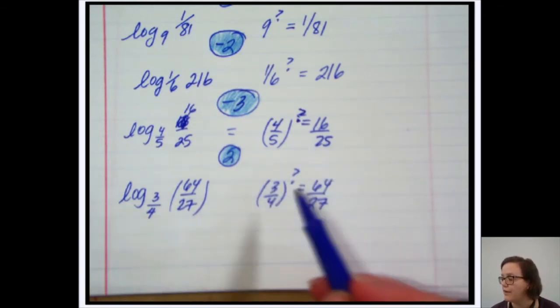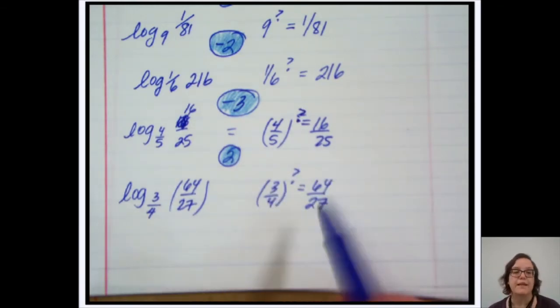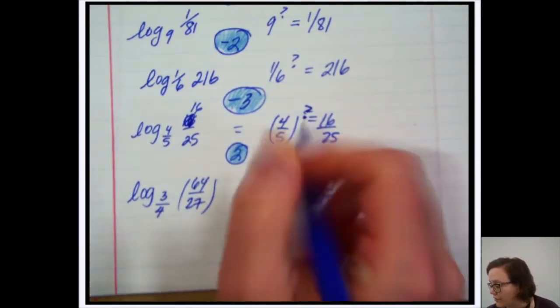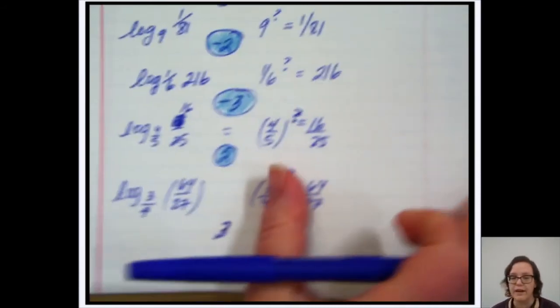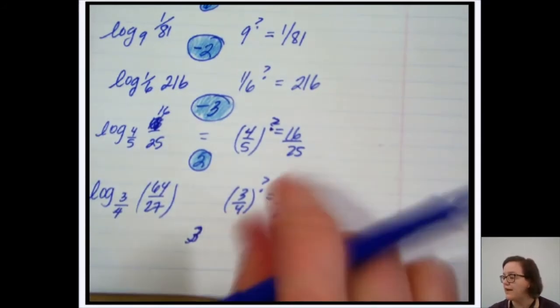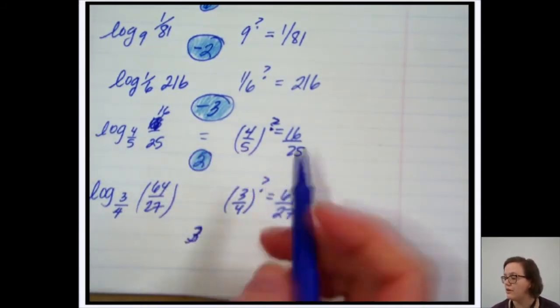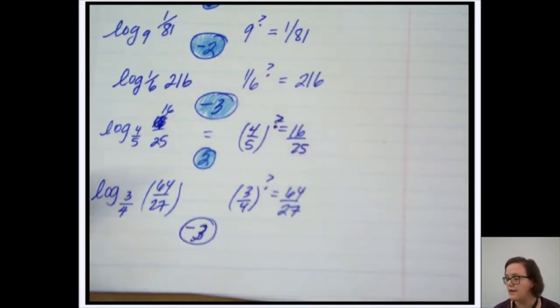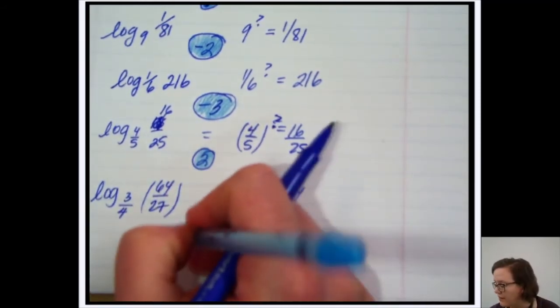Is there any way to get from 3 to 27? Yes, it's a third power. So 3 is the answer, but is there a negative involved? Yes, because we had to flip the 3/4 to 4/3 to make it work out. So that's when a negative is involved.